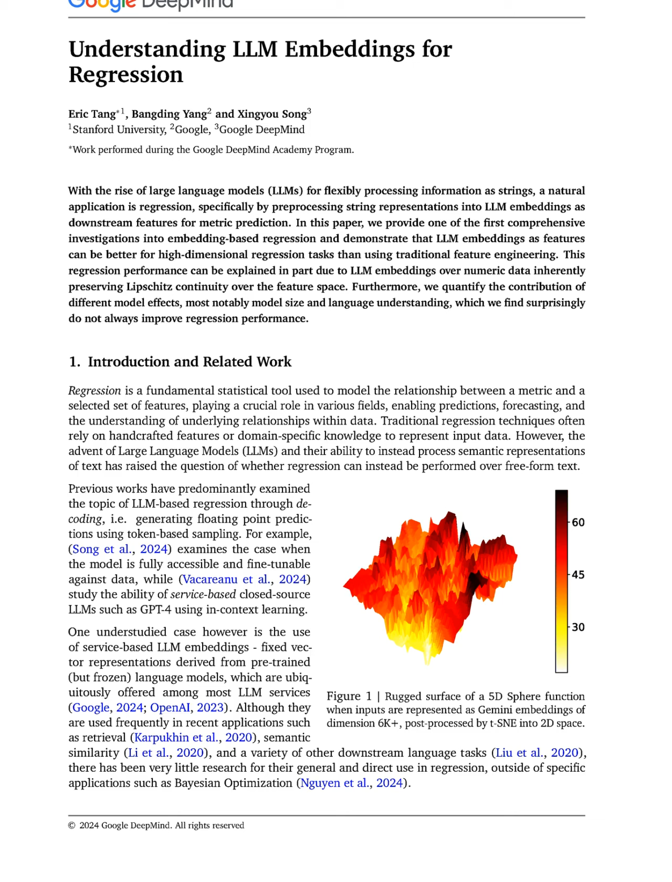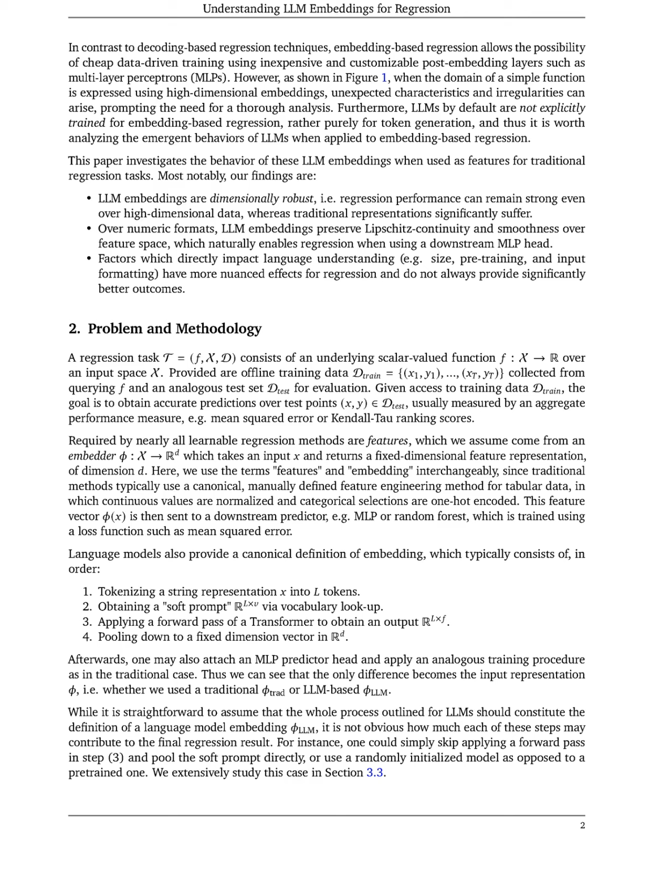The key steps in this process include, first, tokenizing the string representation of the input parameters into tokens. Second, obtaining a soft prompt through vocabulary lookup. Third, applying a forward pass of a transformer model to generate a high-dimensional output. And finally, pooling this output down to a fixed-dimensional vector that serves as the LLM embedding. This embedding is then fed into a multi-layer perceptron, MLP predictor head, which is trained using a loss function like mean-squared error to optimize the regression performance.